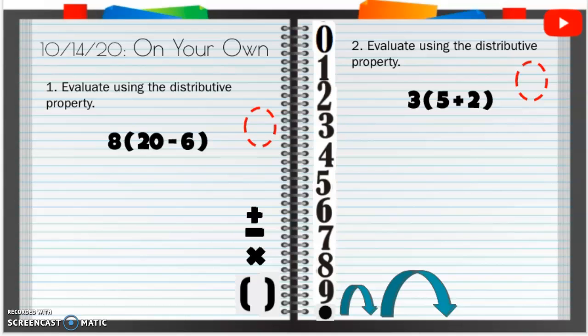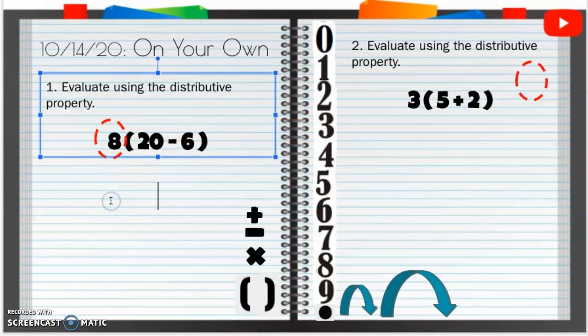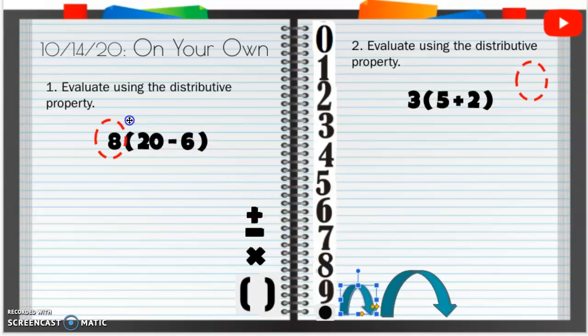Number 1, evaluate using the distributive property. All right, so our first step, we know how to do this. We are going to circle the number in front of the parentheses, which happens to be 8 here. Now, this number in front of the parentheses, we are going to take that and distribute it, or multiply it, to each number on the inside of the parentheses.